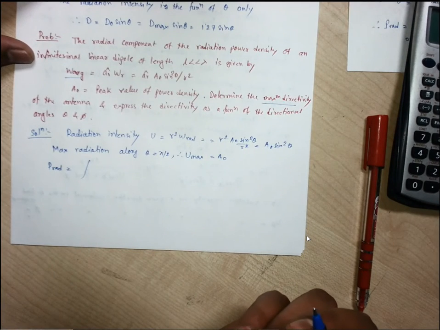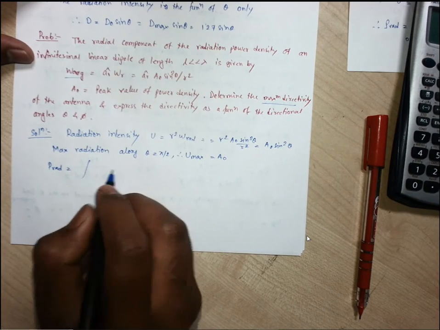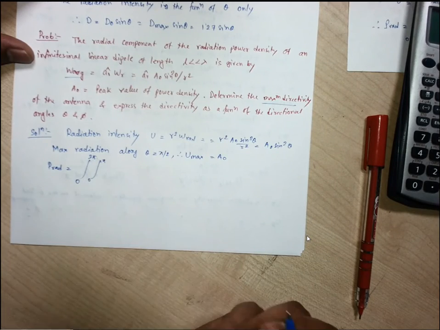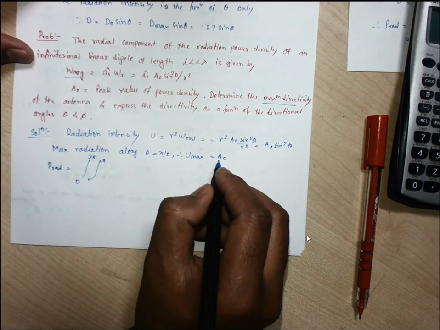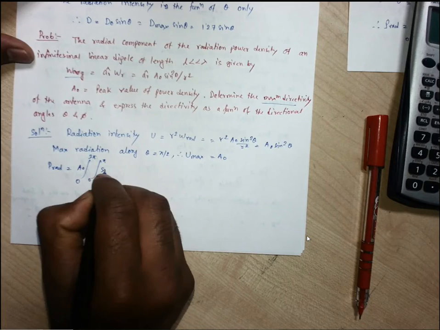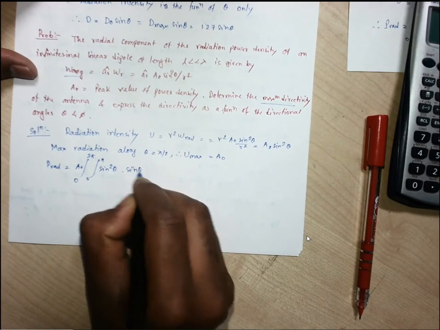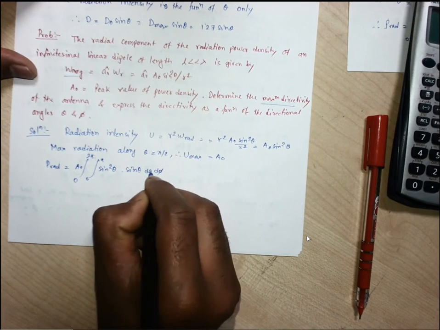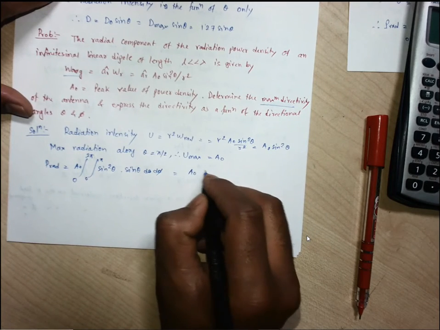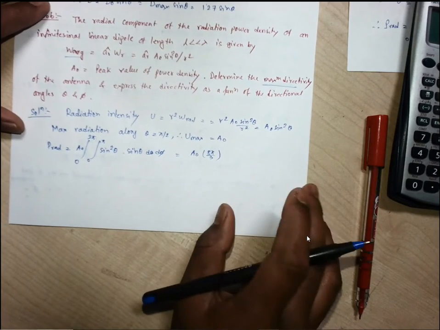So from this we can easily find out the total radiated power. That is the integral from 0 to 2π, 0 to π of U max. We need to go with this U, so it is A₀ sin²θ into sinθ dθ dφ. If you do the integration, it comes out as A₀ into 8π/3. So you just do the calculations, you will find this value.